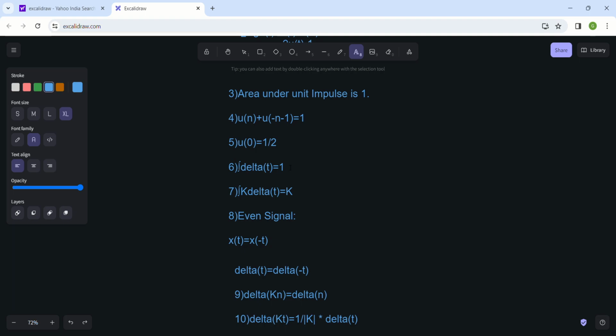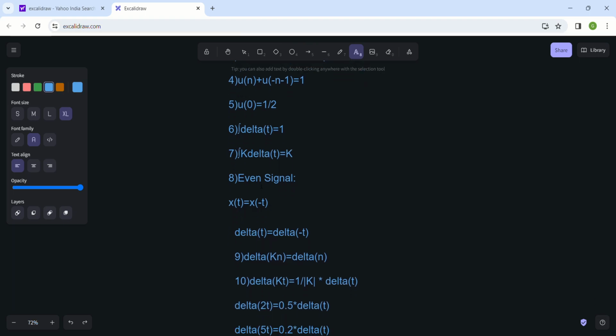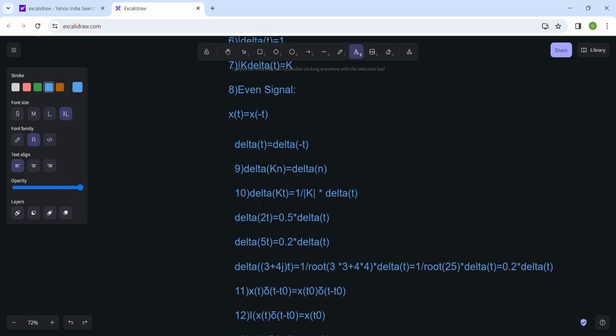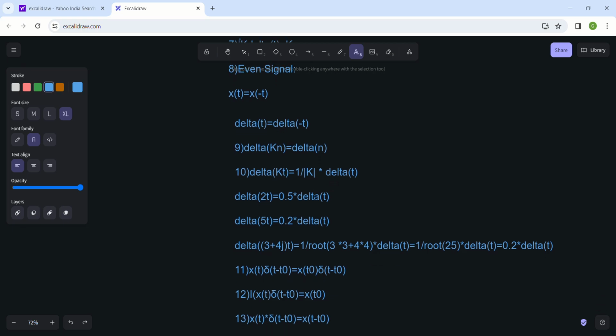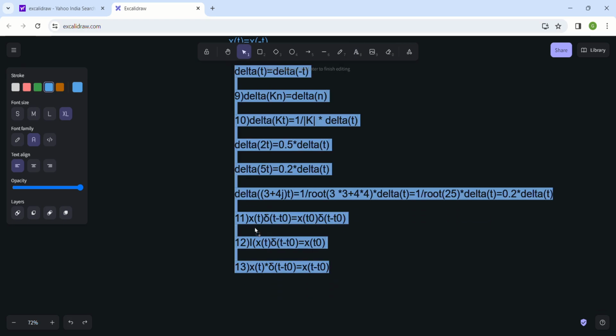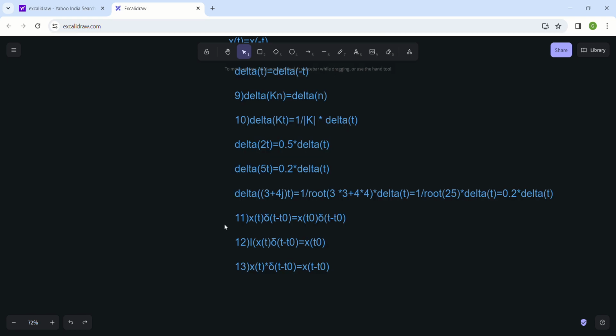Integration of delta of t equals 1. If it is multiplied with k, the area will become k. It is showing the even signal property: x of t equals x of minus t. That means delta of t equals delta of minus t. Time scaling in discrete form will remain the same; it will not show any effect. If I multiply in continuous form, it will show an effect: delta of kt equals 1 by mod k delta of t. These 3 examples are very important: the 11th one, 12th one and 13th one.